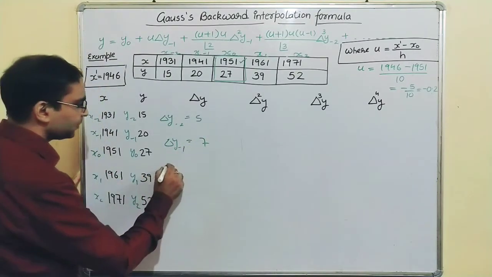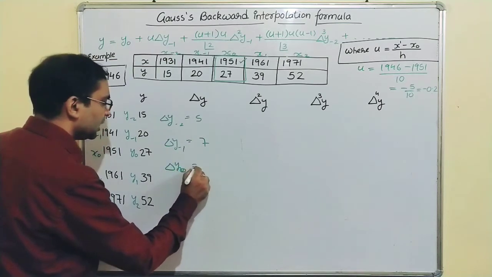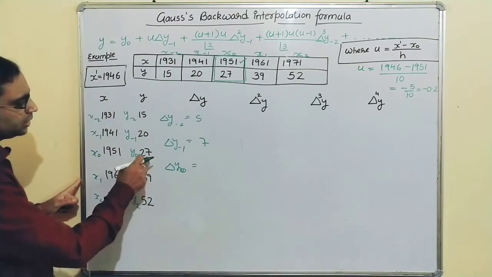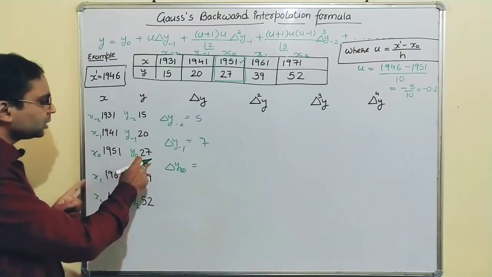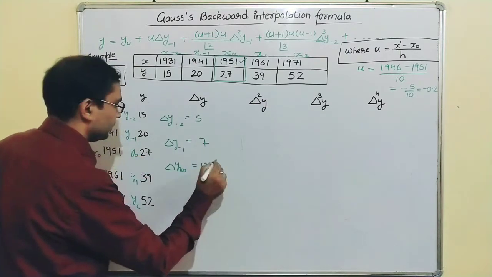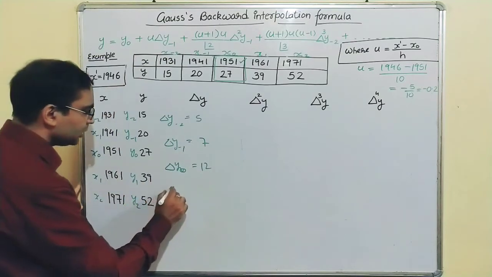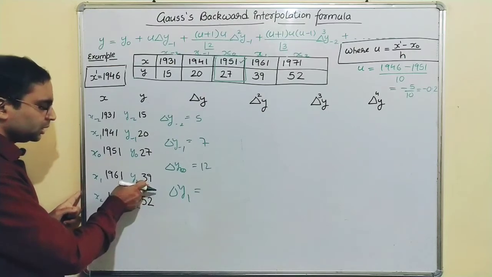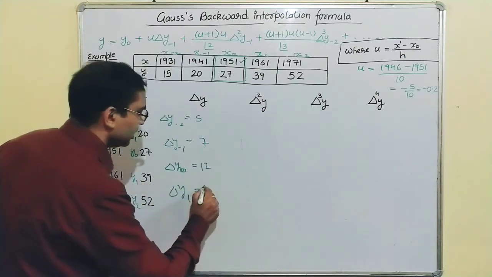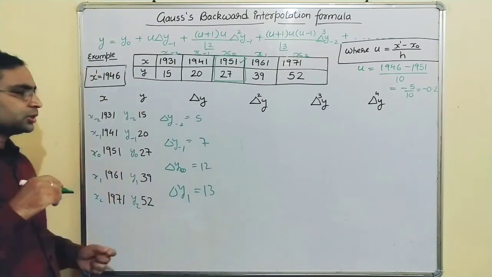Similarly, this will be del y0, and this is 39 minus 27. So this is 39 minus 27 comes to be 12. Then it will be del y1, and this is 52 minus 39. This is coming 13. So this is the first del.